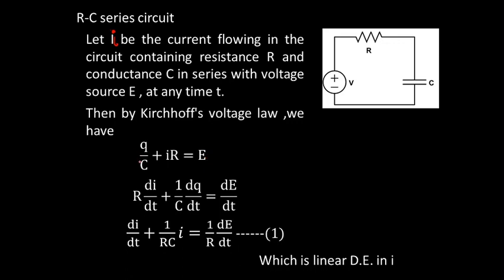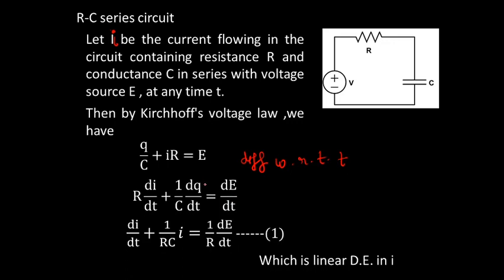Right, now look at this equation. This is not a differential equation, right? So we will have to convert this. What we will do is simply differentiate with respect to t. So what we find: R is constant, the derivative of I is di by dt, plus 1 by C constant, the derivative of Q with respect to t, equal to dE by dt.